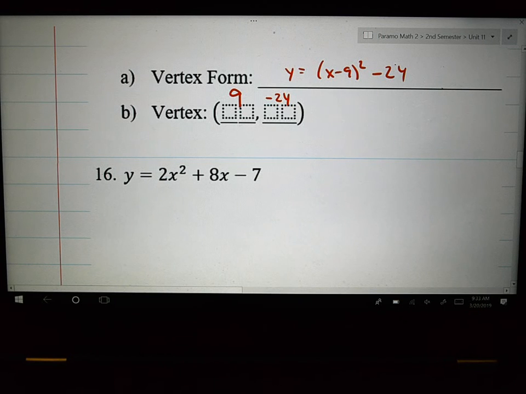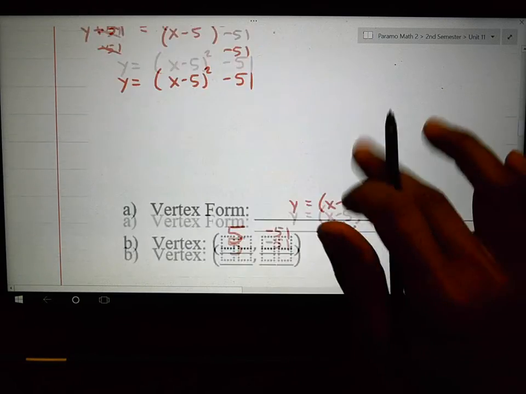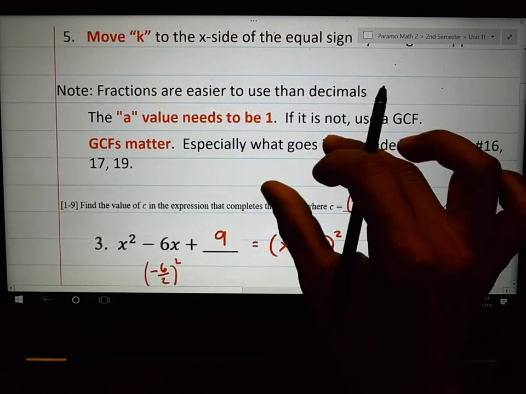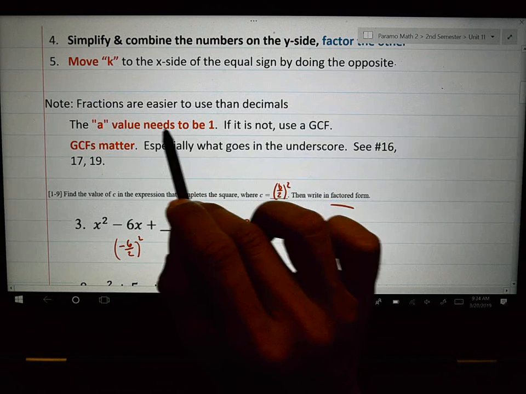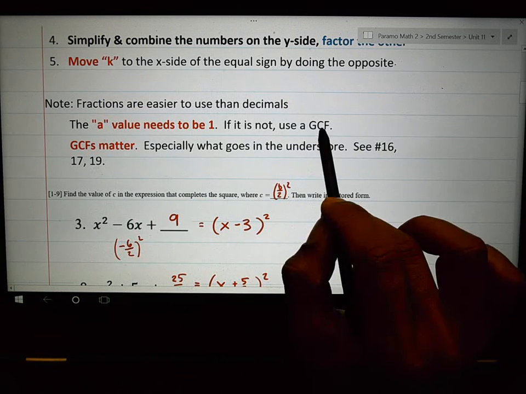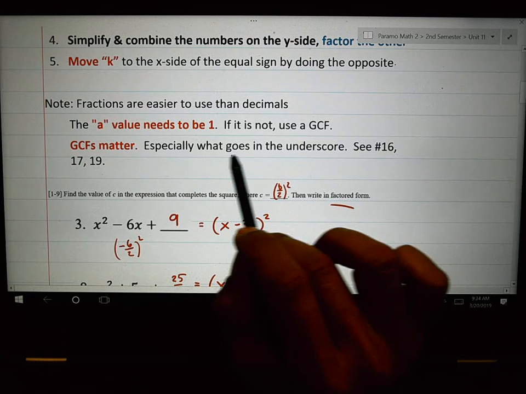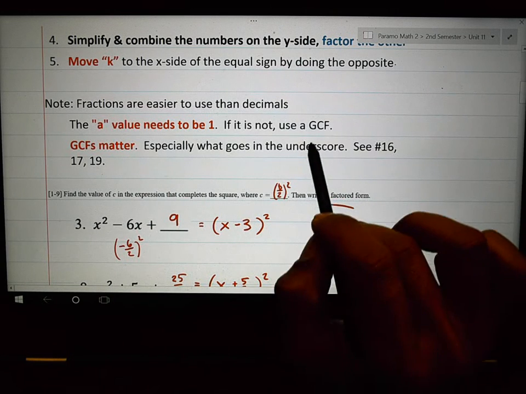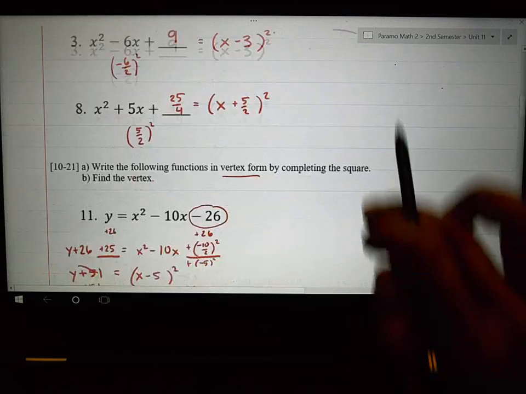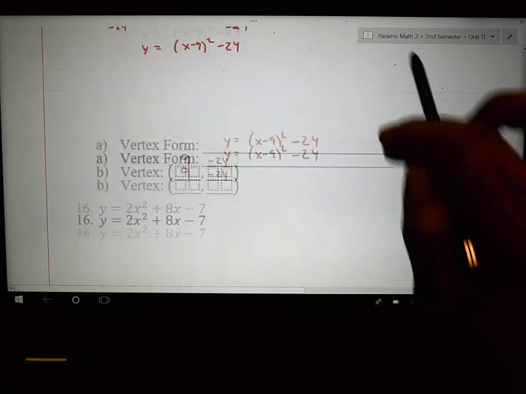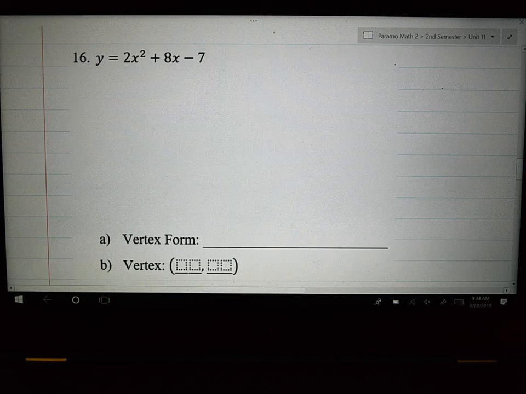What do we do when there is an A value? Well, everything stays the same except the A value needs to be 1. If not, use a GCF, and GCFs matter. Especially what goes in the underscore. I'll explain what this means on this problem. If you need to write extra notes to yourself, let's write extra notes to yourself.